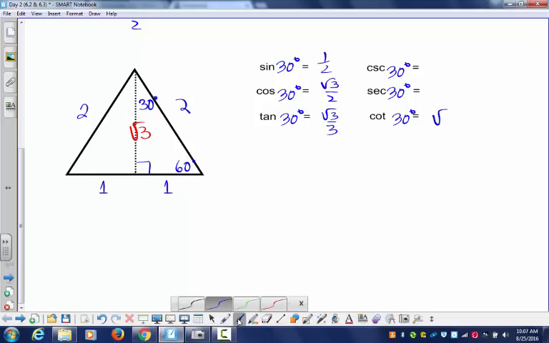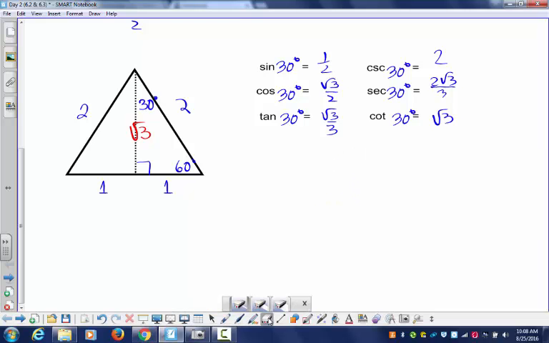And then we take the reciprocal of each of these and rationalize them. So here, when we flip it, we get 2 divided by √3, so we have to multiply top and bottom by √3, and we'll get 2√3 over 3. Flip that one, and we get a 2. Okay, so those you want to have down pat.